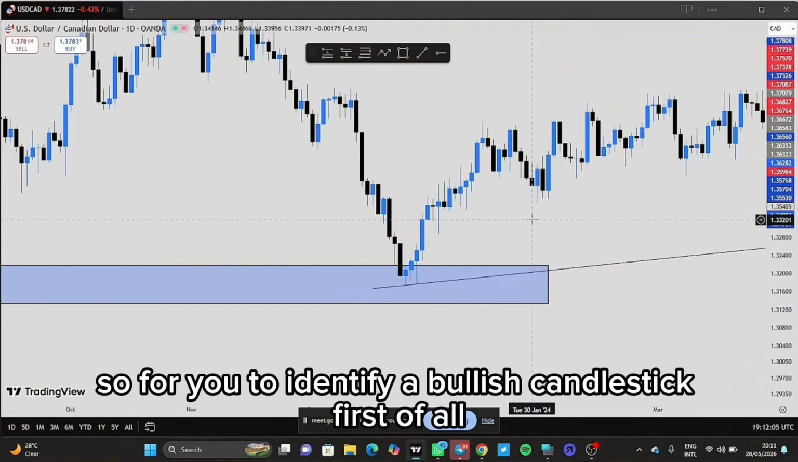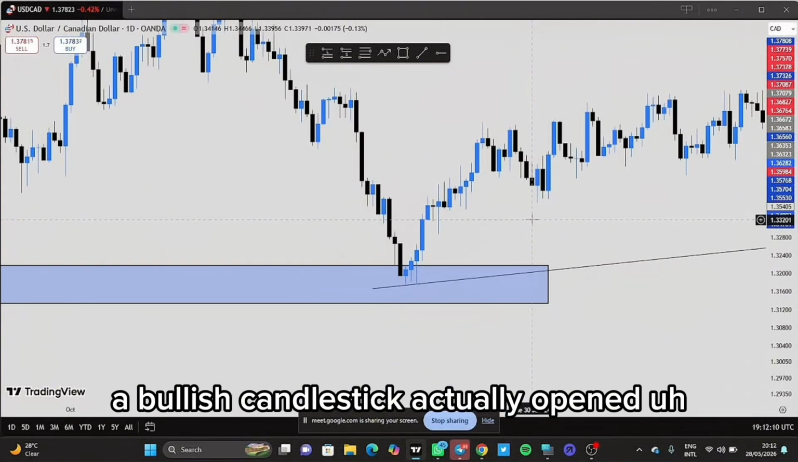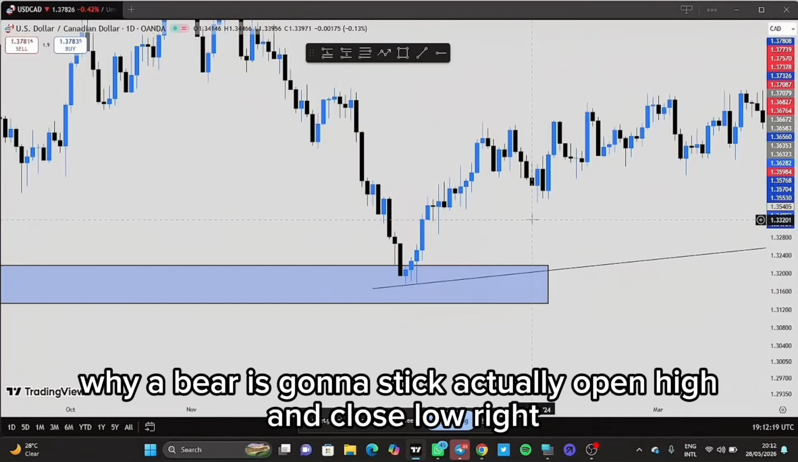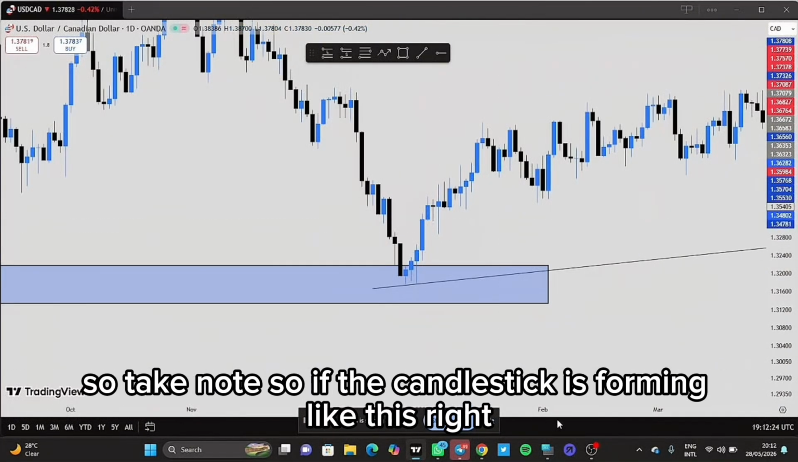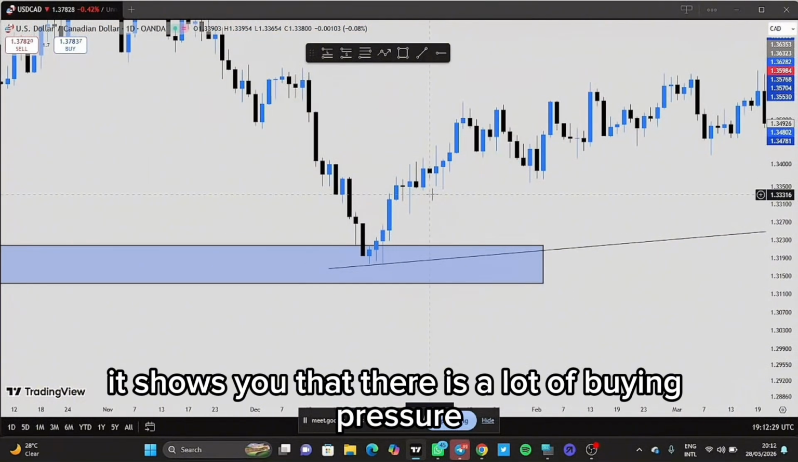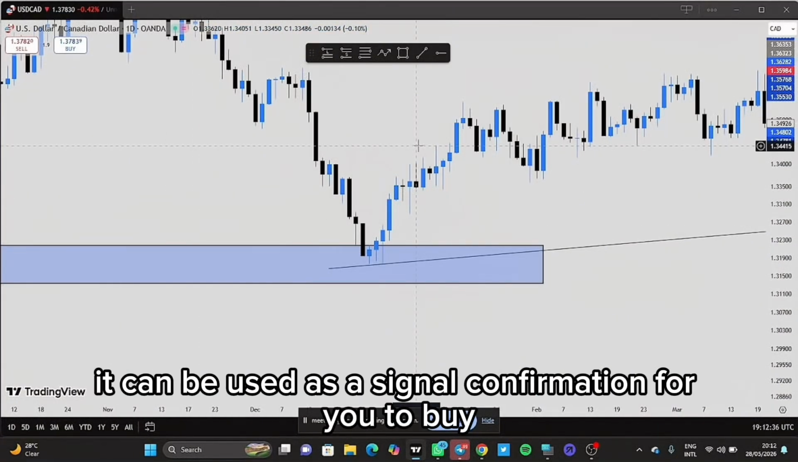So to identify a bullish candlestick, first of all, a bullish candlestick opened low and closed high, while a bearish candlestick opened high and closed low. So take note. If the candlestick is forming like this, it shows you that there's a lot of buying pressure. So if you spot this hanging man at a very key area, it can be used as a signal confirmation for you to buy.